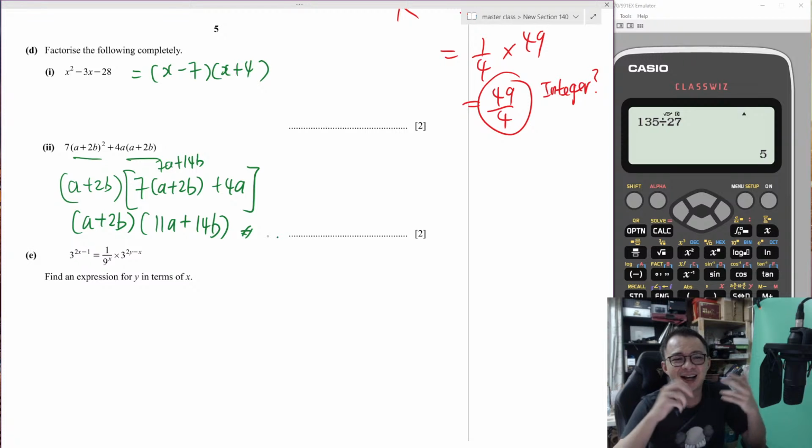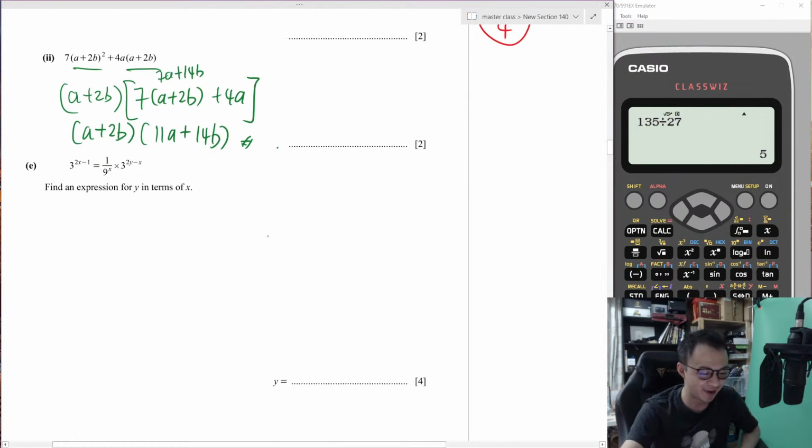Can you explain the last part? I'm not sure which last part you are saying here. Alright, I will just move on because I don't think I have enough time to finish the whole paper. So yeah.